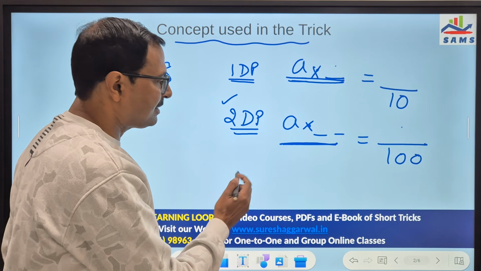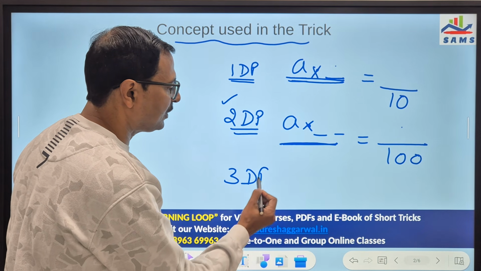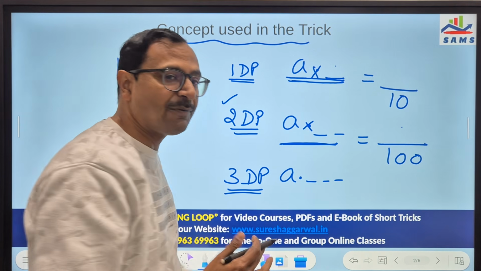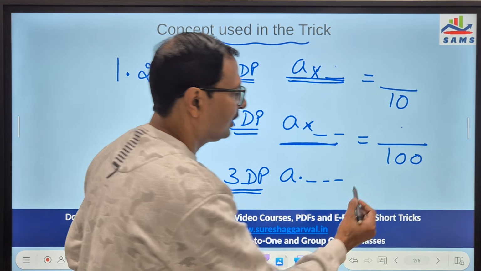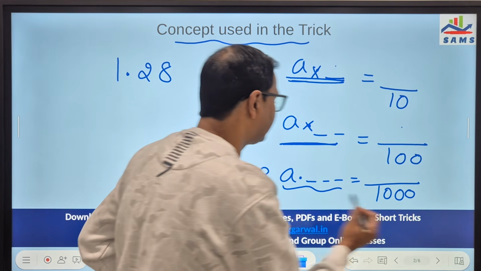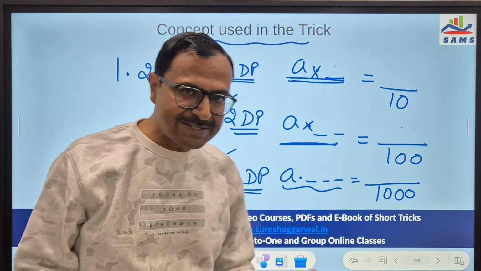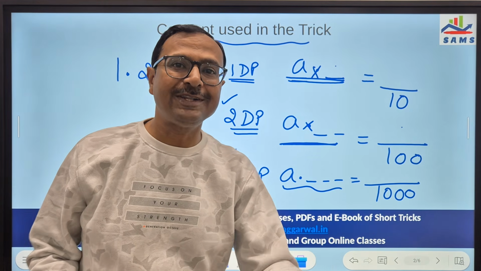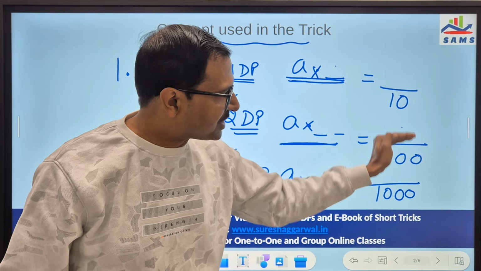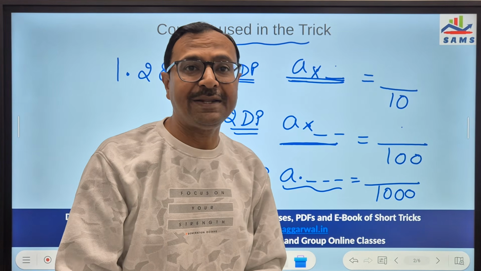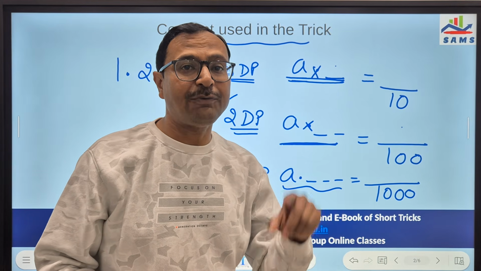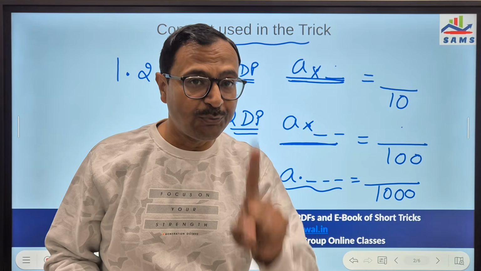Okay, so similarly, if you have three decimal places like a dot something, say 125, then you have to write the complete number and divide it by 1000, because there are three decimal places. So the number of decimal places and the number of zeros you put in the denominator, it's the same. Okay, and once you get the fraction, you have to make sure that there are no common factors between numerator and denominator. That means you have to express it in the simplest form.